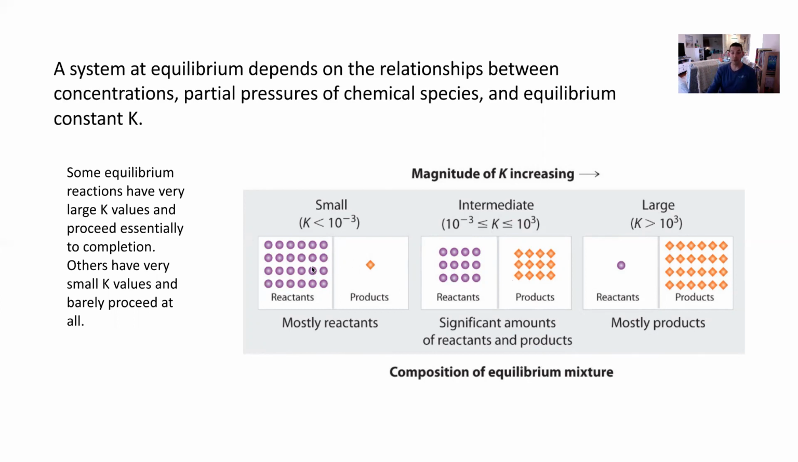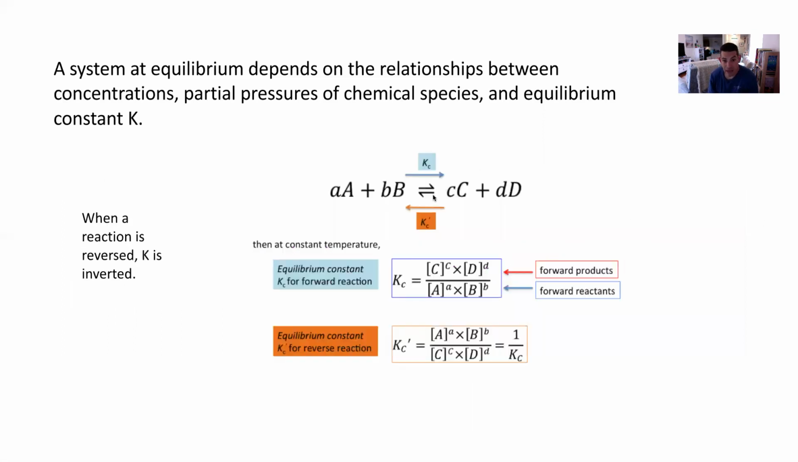So some equilibriums barely proceed. These are the really small Ks, and those are said to favor the reactants, or the reverse reaction is favored. And when K is very large, we say that this is an equilibrium that favors the products, or the forward reaction is favored. So now we can manipulate K.